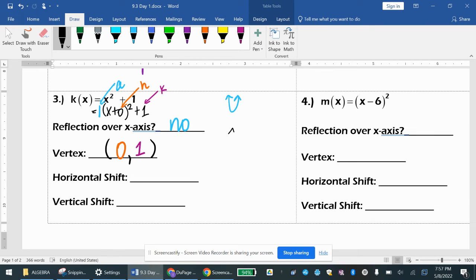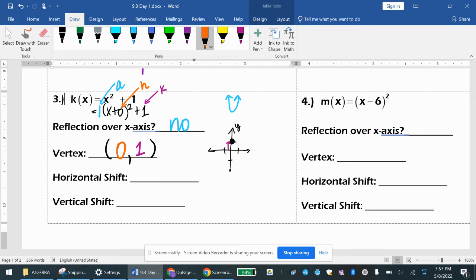So think about that. How is that different than the parent function? The parent function has a vertex that's 0, 0. This one is 0, 1. Where is the point 0, 1? ¿A dónde está el punto 0, 1? 0, 1 is on the y-axis. So to get there, I just have to go up 1. So 0, 1 is on the y-axis.